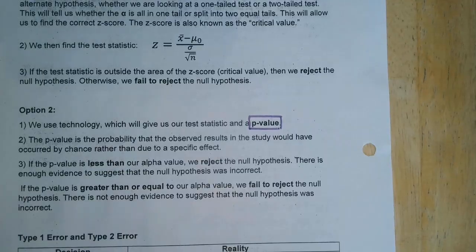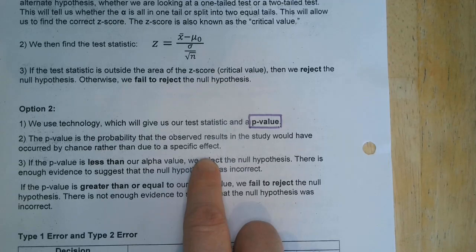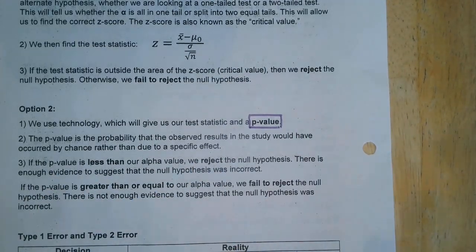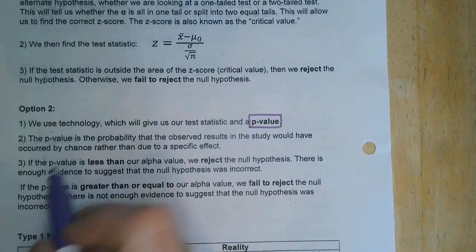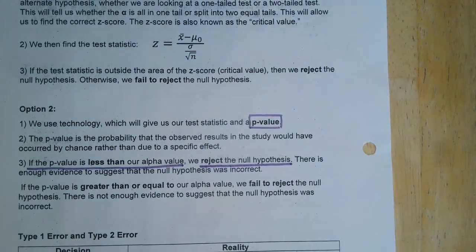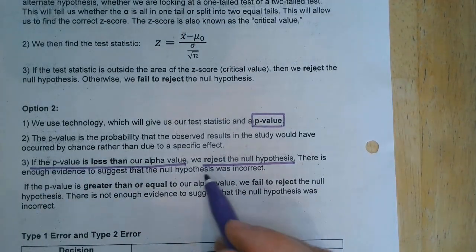The p-value is the probability that the observed results in the study would have occurred by chance rather than due to a specific effect. In other words, this is the probability that I would have gotten that sample value, mean or proportion, even with the null hypothesis value, the assumed population value, being that much different. Okay, and this is what I was talking about before. If the p-value is less than our alpha, then we reject the null hypothesis. There's enough evidence to show that it was incorrect. It's not very likely that I would have gotten the sample data I got and had the null hypothesis true.